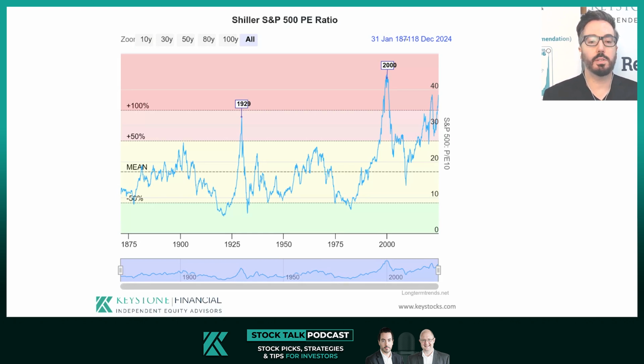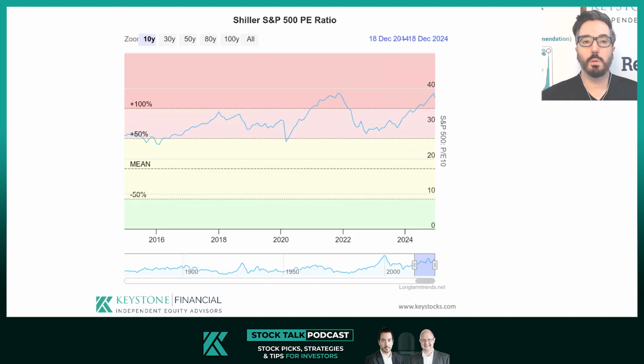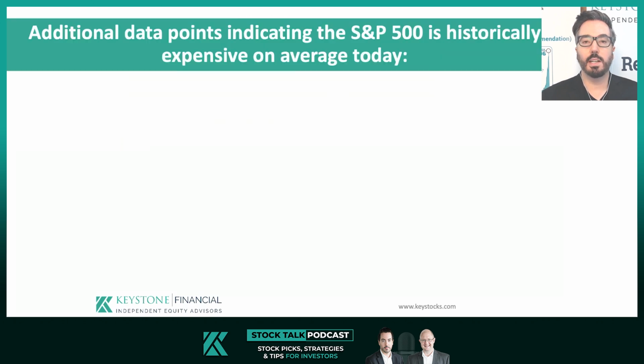Now, this is a graph of the Shiller PE on the S&P 500 all time over 100 plus years, as we can see where we are historically. Well, the Shiller PE is not at an all-time high. It is currently at or near the top three levels all time, indicating the markets are generally expensive on average. Here we can see the ratio over the past 10 years, where it's basically trading at 10-year highs today.